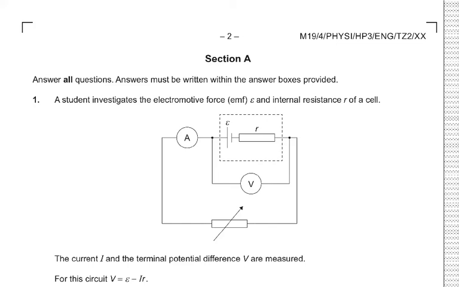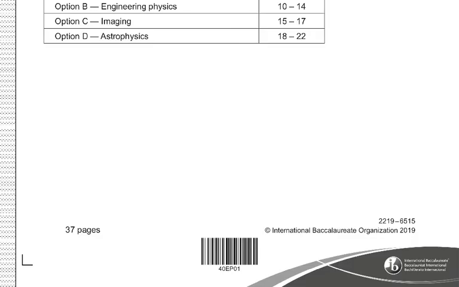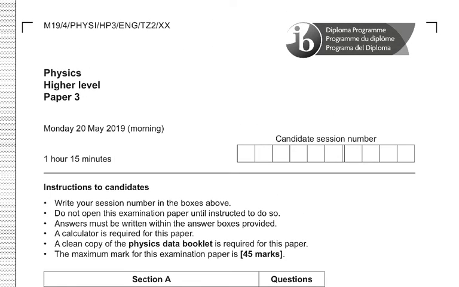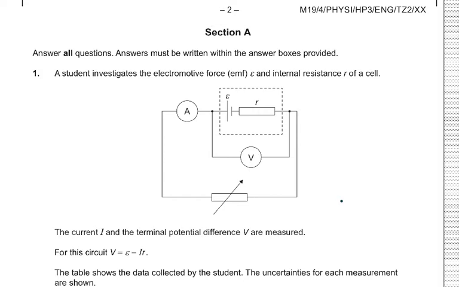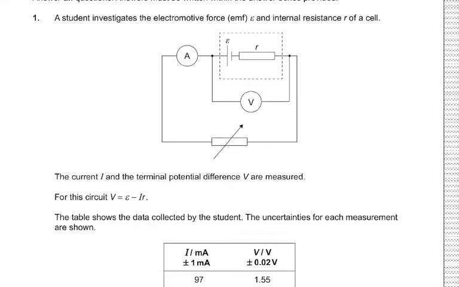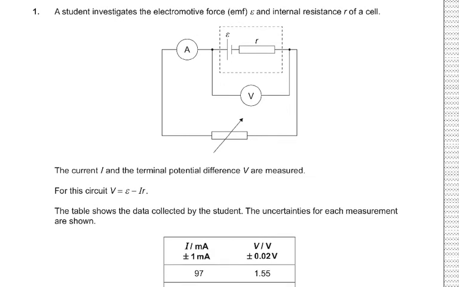Okay, we have ourselves the May 2019 Paper 3, Section A. Here's the actual beginning of the paper, if you don't believe me. But it says that I made a mark there, fixed it. So it says number one, we have a pretty basic circuit.